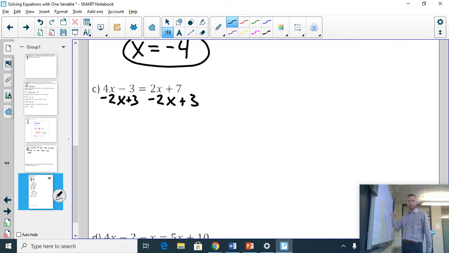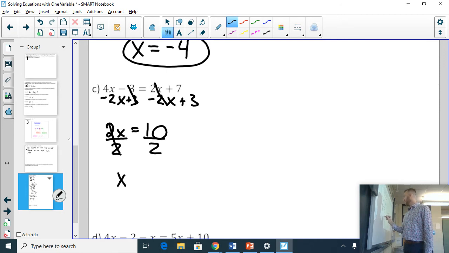And so then we have 4x minus 2x on this side, which is going to be positive 2x. And then minus 3 plus 3 cancels out, so that's why I did that. And then on this side, we have equals 2x minus 2x cancels out. And then we have 7 plus 3, which equals 10. And now I just divide by 2 to solve for x. And we're left with x equals 10 divided by 2 is 5.